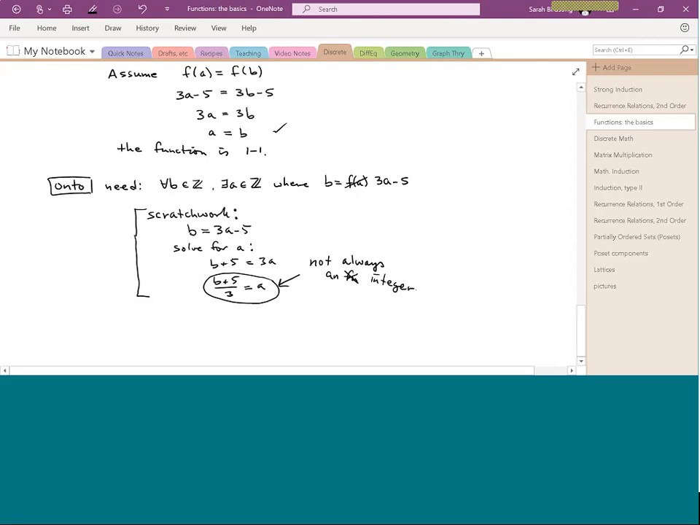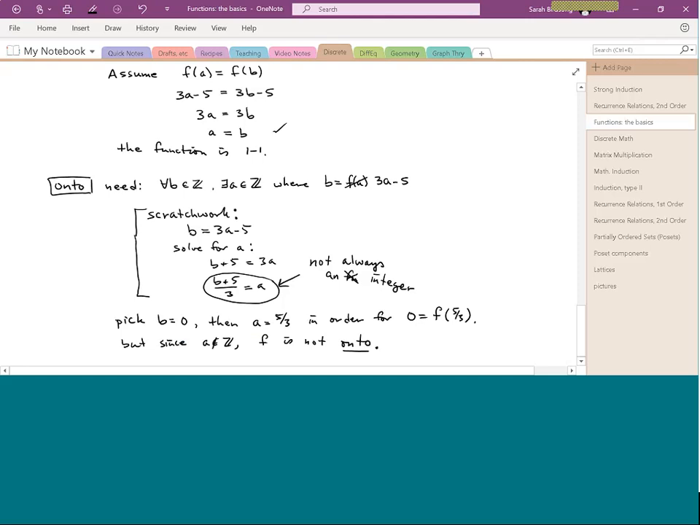Sometimes it's a fraction. So this is where you can actually throw out a counterexample. So pick B to equal, I don't even know, how about 0? That'll give us a nice fraction for A. So pick B equals 0. Then A would have to be 5/3 in order for 0 to equal what? To equal F of 5/3. Okay? But since A is not an integer, this means that our original function F is not onto.